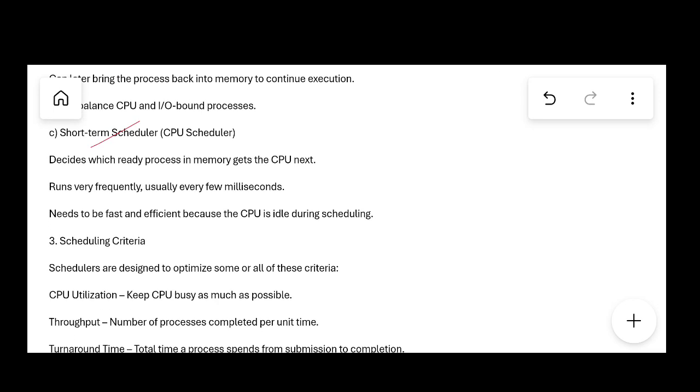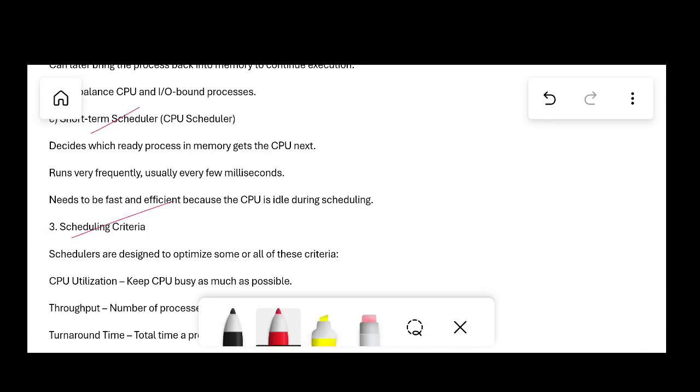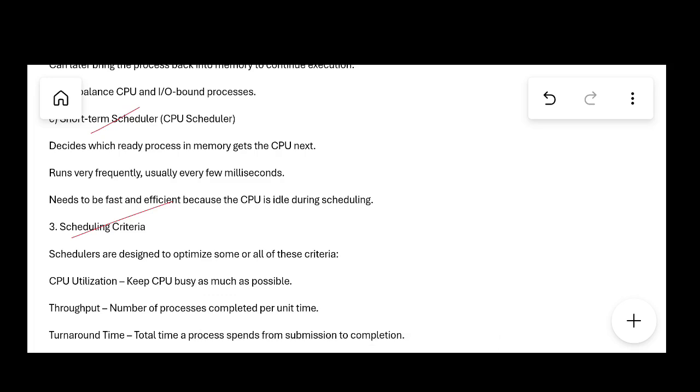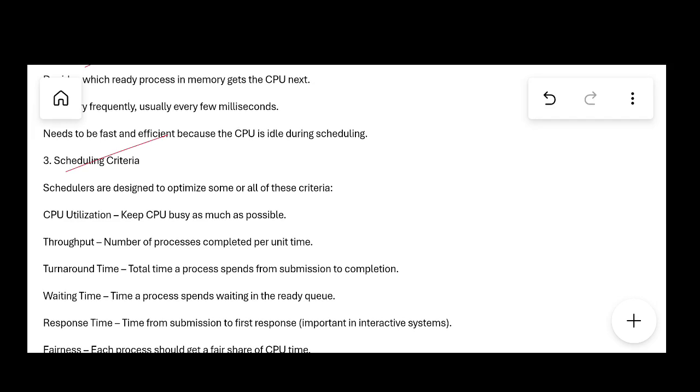Then scheduling criteria. How do schedulers decide which process is better to run? Basically they use certain types of criteria. First one is CPU utilization, keep the CPU as busy as possible. Then throughput, number of processes completed per unit of time. Then turnaround time, total time a process spends from submission to completion. Then waiting time, time a process spends in the ready queue waiting.